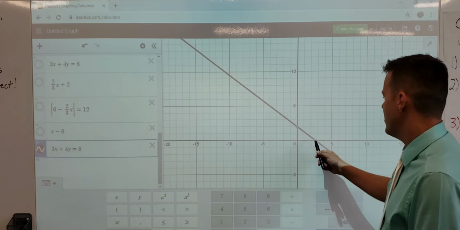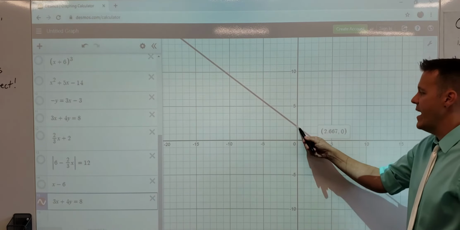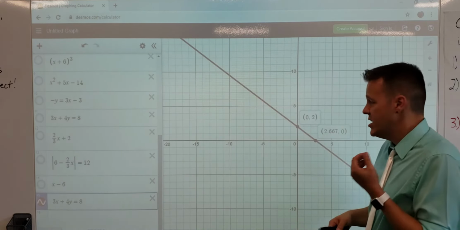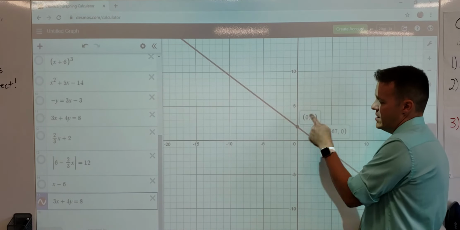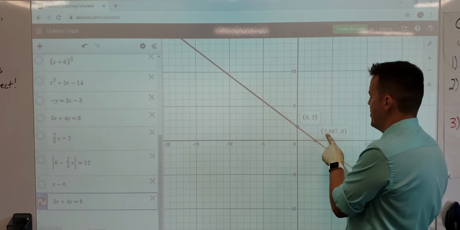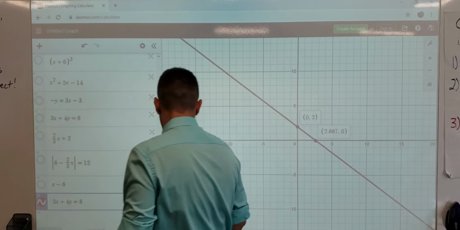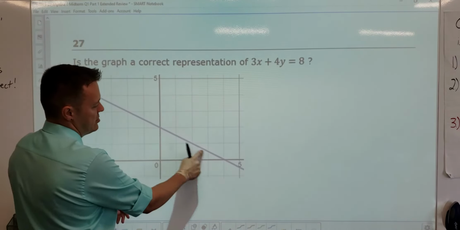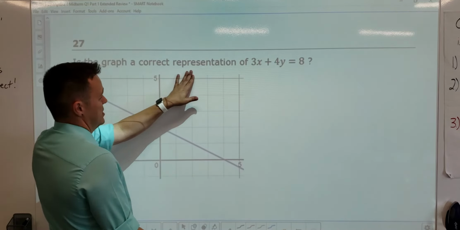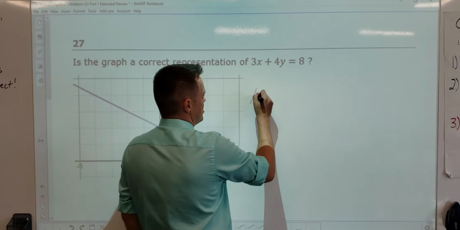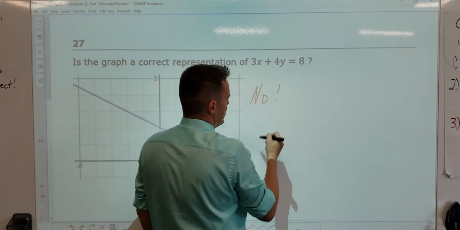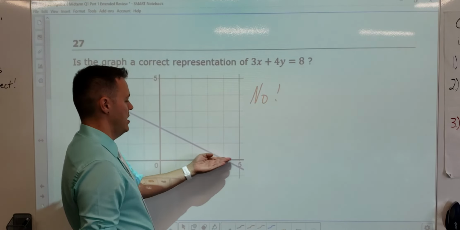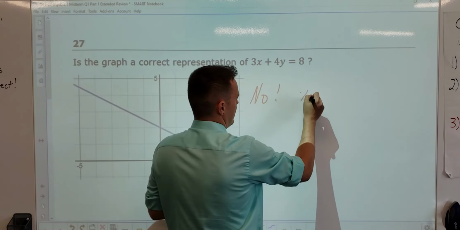All right, is this a correct representation? You click on your graph, ladies and gentlemen, and you tell me, is it correct? So looking at my intercepts, I've got a 2 and a 2.667. On here, I got 2 because it's 1, 2, but the intercept is at 4. So is this a correct representation? The answer is no. All right, the main reason is because what? The x-intercept is off.